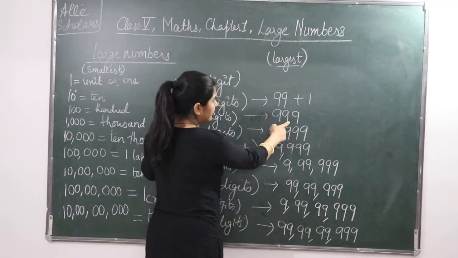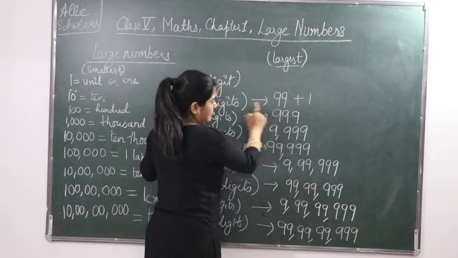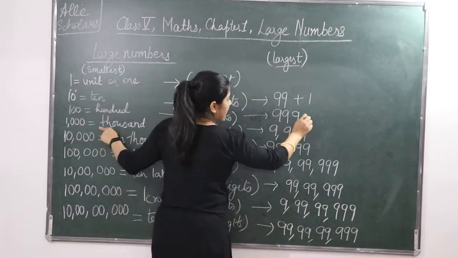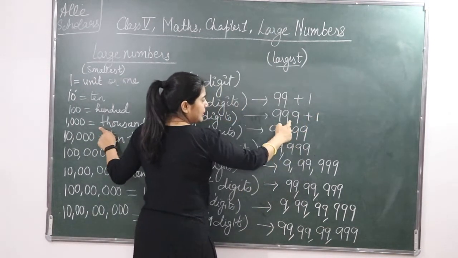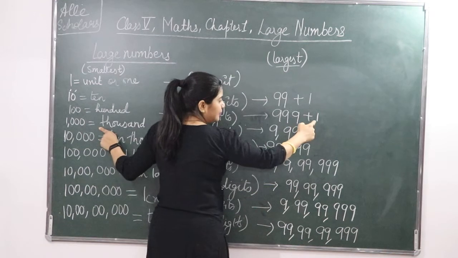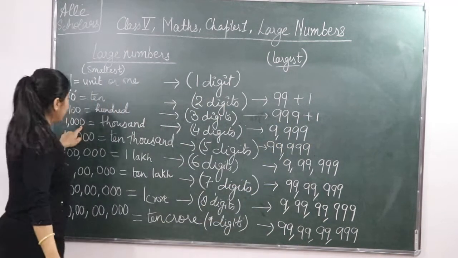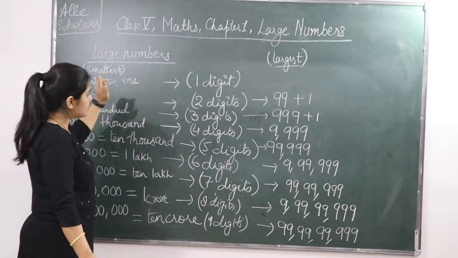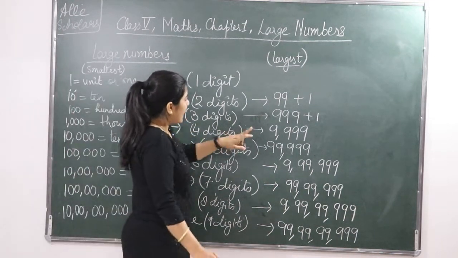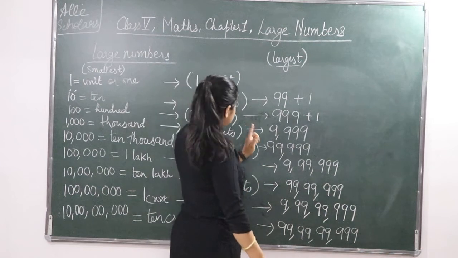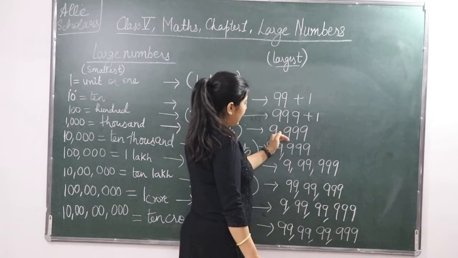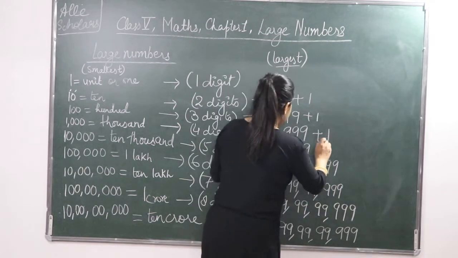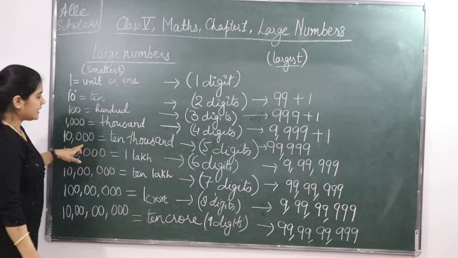And the 3 digit largest number will be 999. Okay, then again for the 4 digit smallest number you just have to do plus 1. 999 plus 1 will give you 1000. So 1000 will be the smallest 4 digit number, and the largest 4 digit number will be 9999. And after that, if you do plus 1, it is going to give you 10,000.